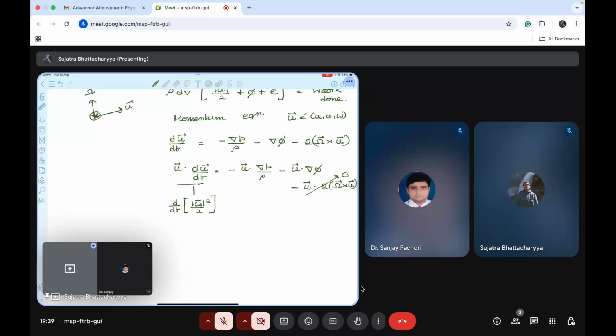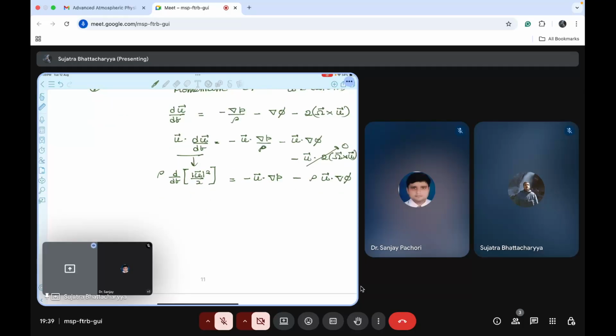Right? We can do this is equal to this rho, which is here, can I multiply on both sides? So rho minus u dot grad p minus rho u dot grad phi. Okay. Now, thing is that d phi dt is delta phi delta t plus u dot grad phi. Right. Total derivative, local derivative plus u dot grad phi.